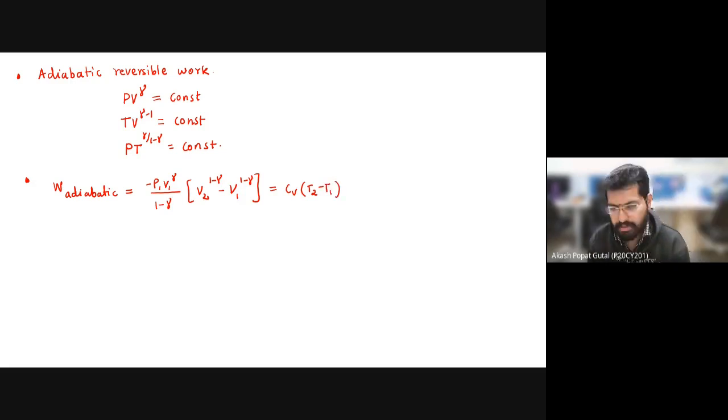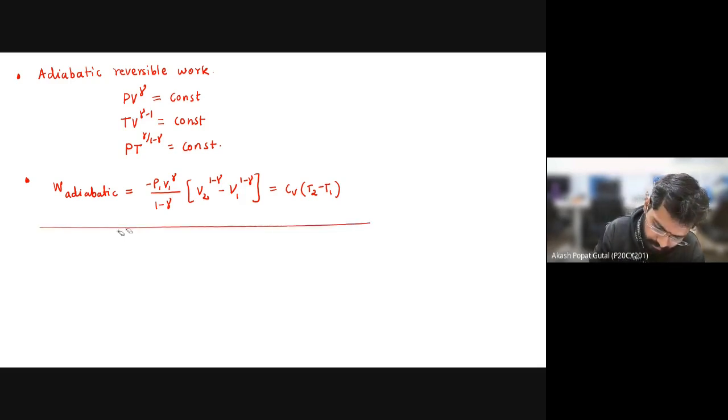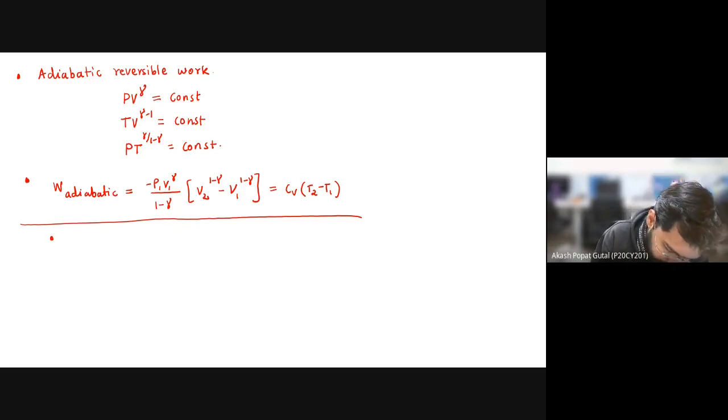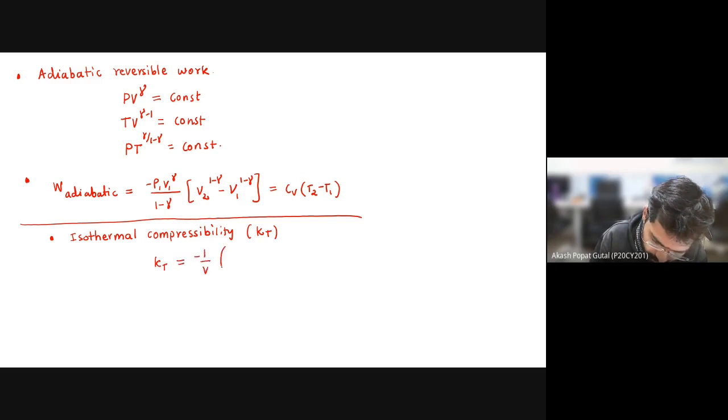And at the end, I would like to define three new quantities which are essential in competitive examinations. The first one is isothermal compressibility, which is denoted as kappa T. Its expression is minus 1 by V del V by del P at constant temperature.